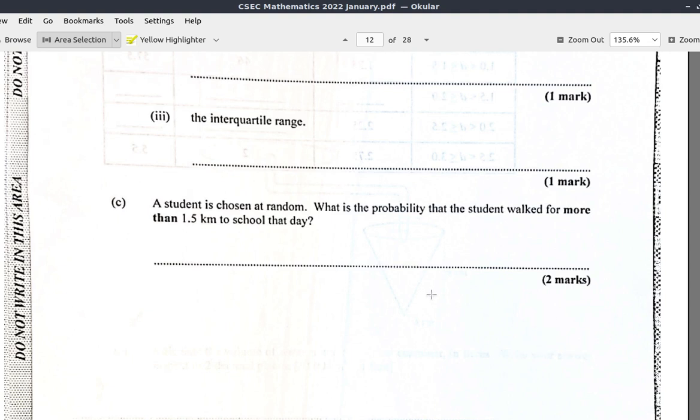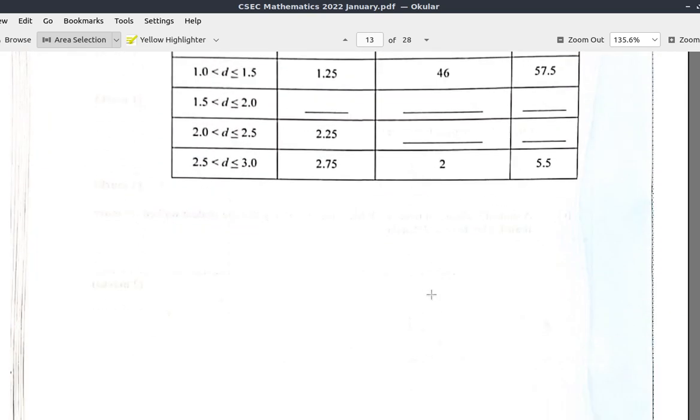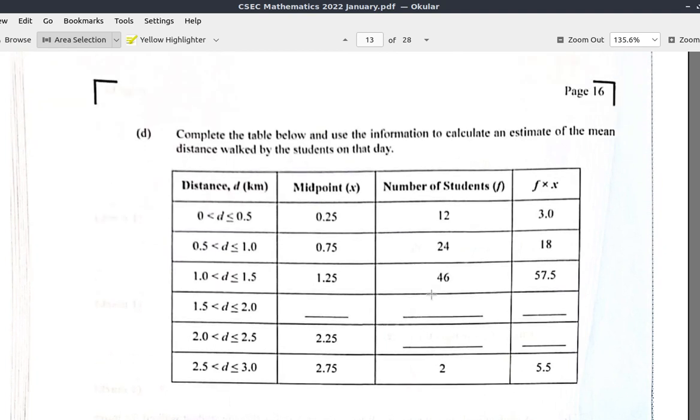Alright, now what else do they say happens here? They say complete the table below and use the information to calculate an estimate of the mean distance walked by the student on that day. We will end the video here and do part D in our next video.